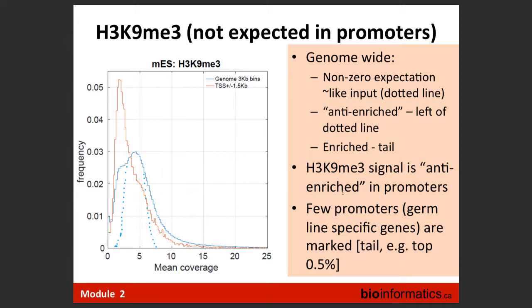If I look at the H3K9me3 mark in promoters, this is not a mark which marks genes, so I don't expect a strong signal there. And that's what I see. My signal in promoters, red, is anti-enriched. Genome-wide, it's a heterochromatic, repressive mark, and I expect it around repeats. I see genome-wide that the signal, which is blue, is stronger than at promoters. It's anti-enriched.